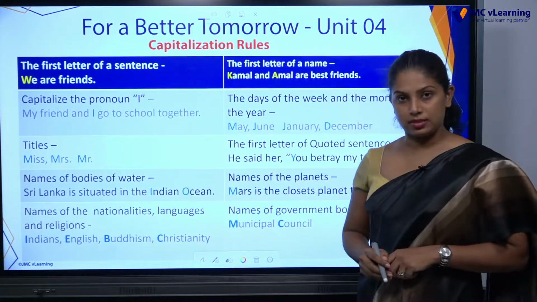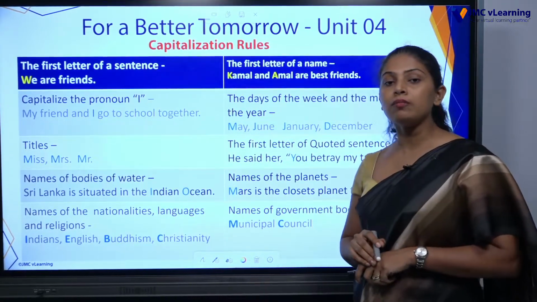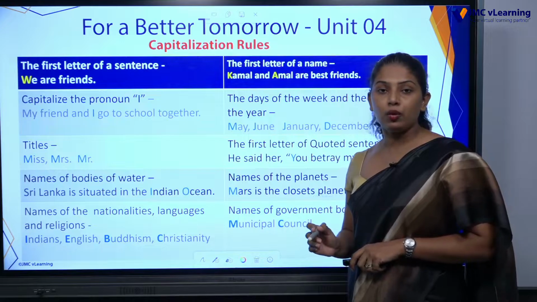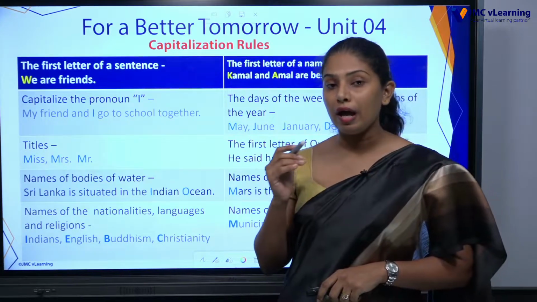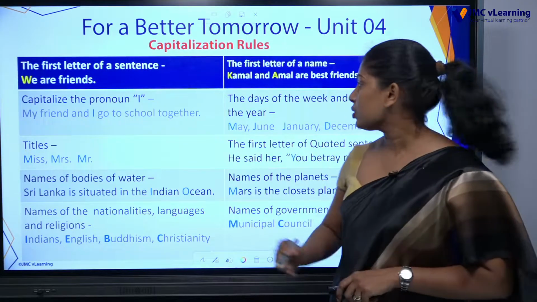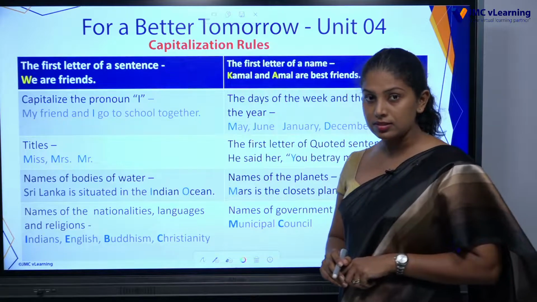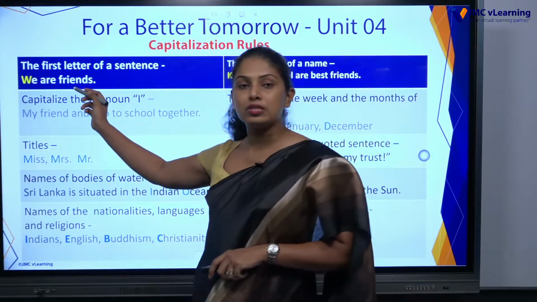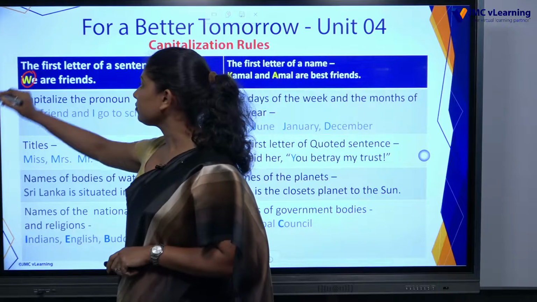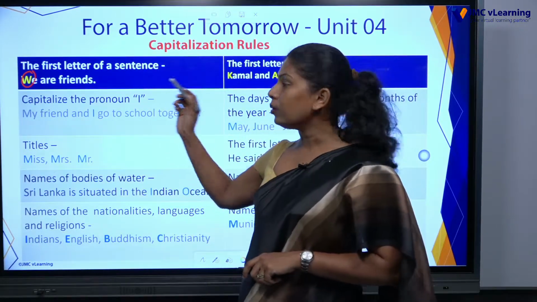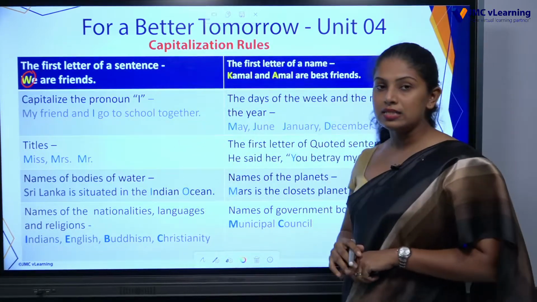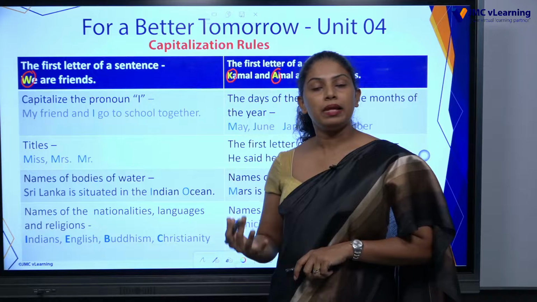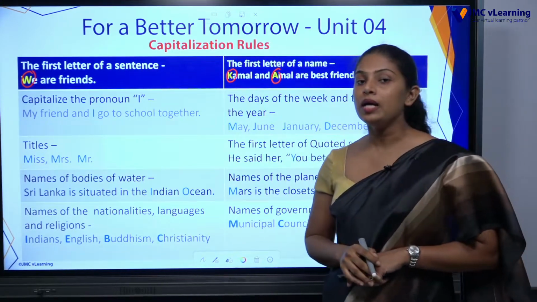Kamal and Amal are best friends. Here you can see Kamal. I have started with a capital letter, and the name Amal is in the middle of the sentence. Even though we have written that in the middle of a sentence, we have to start the name using a capital letter. So when I am writing Kamal and Amal are best friends, I have to use capital letters when I am starting the names. So the first rule is when we are starting a sentence, we use a capital letter. The second one we have learned here is that when we are writing proper nouns or names of people, places, things, those kinds of things, we have to start with a capital letter.